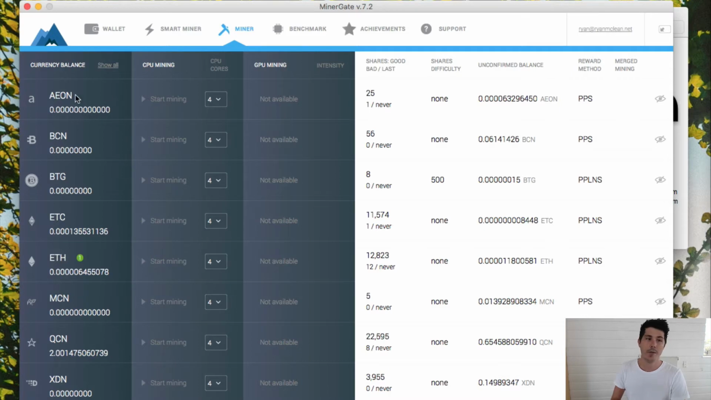you can mine. Everything from random coins like the Quasar coin, QCN, to your most staple coins like Ether, Monero, Zcash, Bitcoin Gold. You can't mine Bitcoin, but there's quite a lot of coins on there. So I want to work out which one's going to be the most profitable.